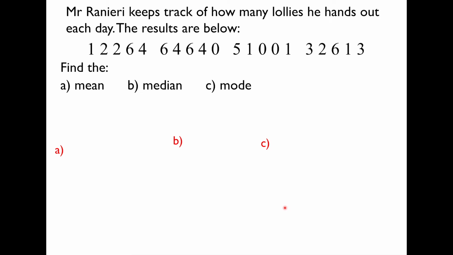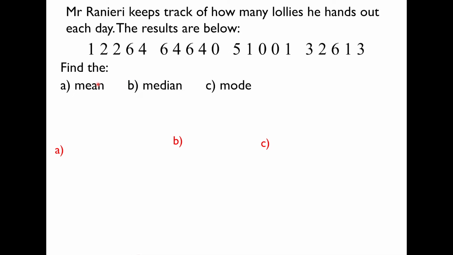Mr. Ranieri keeps track of how many lollies he hands out each day. The results are below. These days I don't hand out that many lollies because they're not super healthy. So I've got the results here, and again, before we analyze data, check that you understand what the numbers mean. So the first day, he handed out 1 lolly. The second day, he handed out 2 lollies. And the third day, he handed out 2 lollies, and so on. You can even count how many days I measured data for.